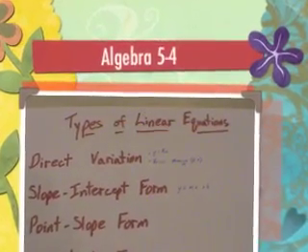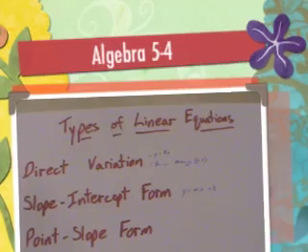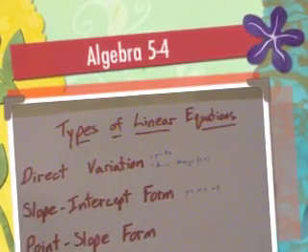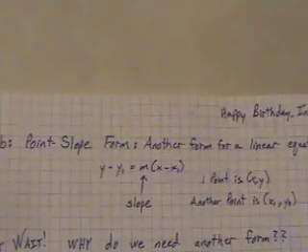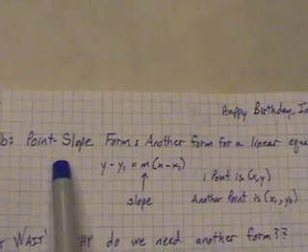Lesson 5-4. We have already covered direct variation, and then we did 2 lessons on slope-intercept form. Today we are adding point-slope form. What is point-slope form? Here you go.